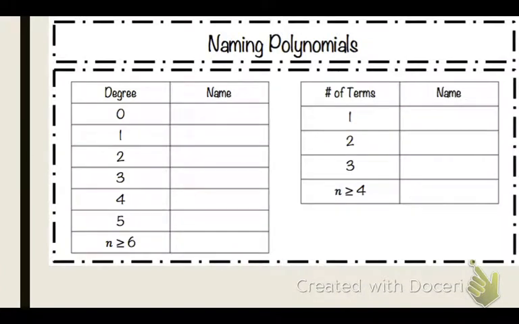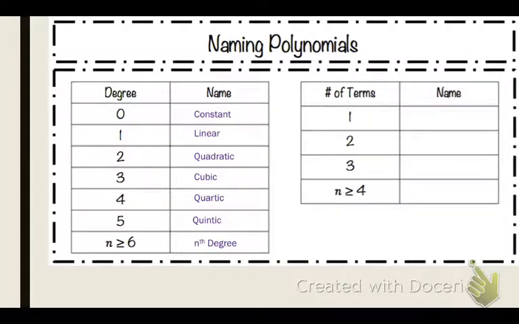Now let's name these polynomials. If it is a 0 degree polynomial, it is constant. If it is a first degree, it's linear. Second degree is quadratic. Third degree is cubic. Fourth is quartic. Fifth is quintic. And anything greater than that is the nth degree. So like I said before, if it was to the 7th, it'd be the 7th degree. If it was to the 20th, it'd be the 20th degree.